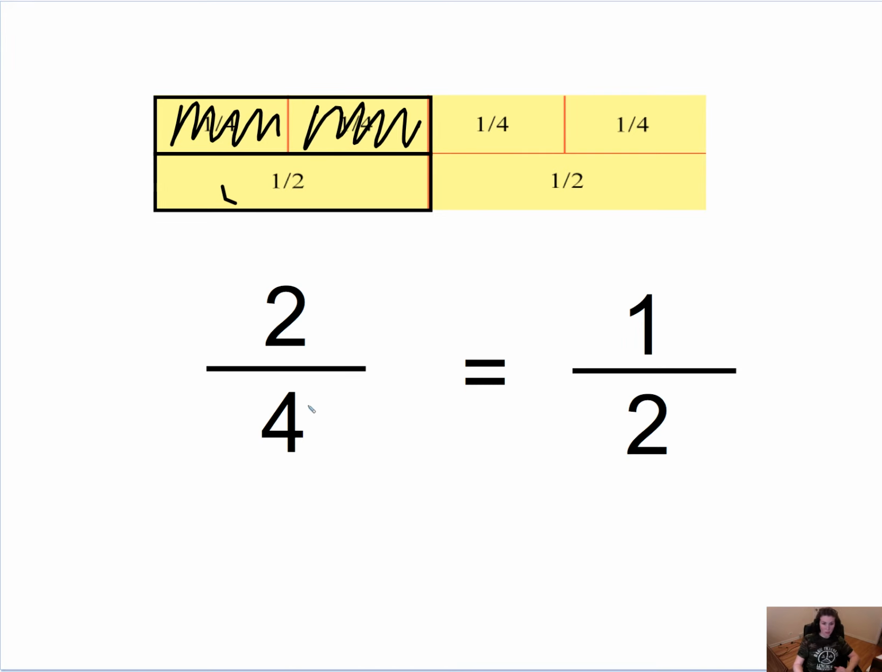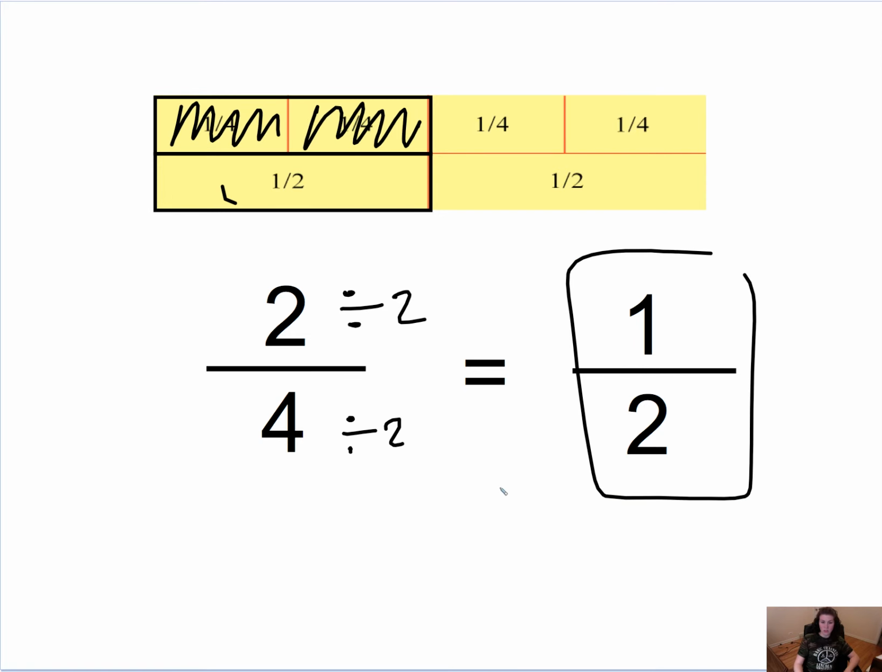Well, I can see that they're both even, so right away I know that they'll both be divisible by 2. So 2 divided by 2 equals 1, and 4 divided by 2 equals 2. And then this is simplest form, so 1/2 is the simplest form of 2/4. What you have to understand is that 2/4 is the same as 1/2. It's just that 1/2 is the simplest form of that fraction.